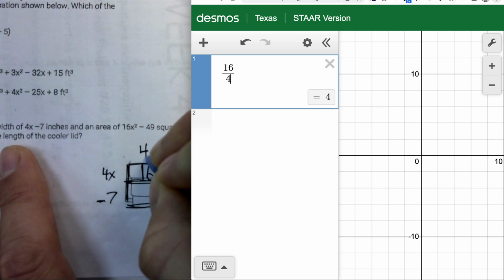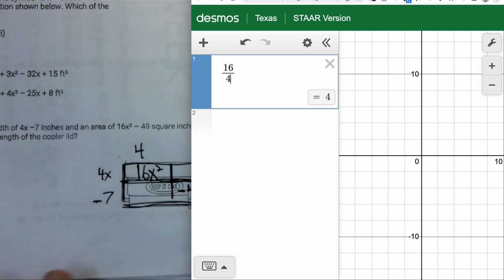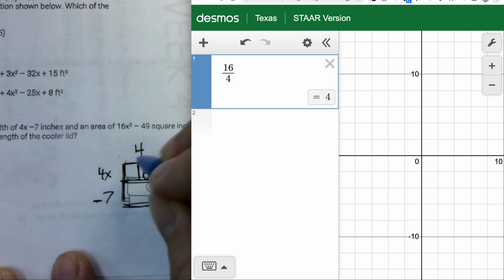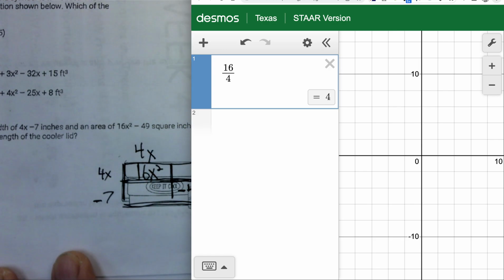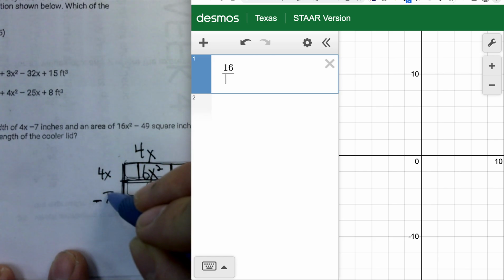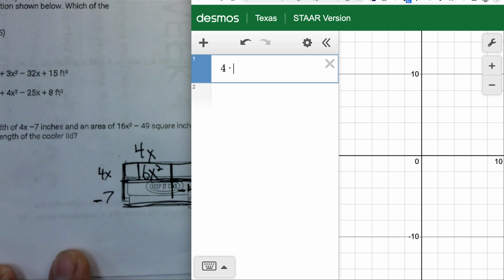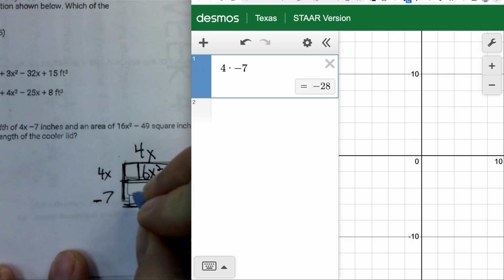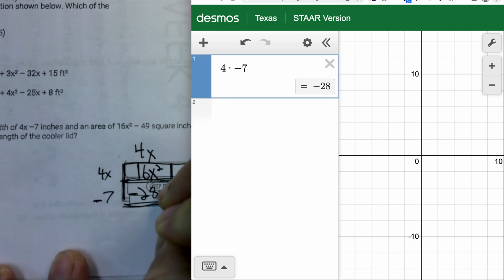And then we have to think what times x will give me x squared. Now, the calculator won't help you with that. You just have to know x times x gives you x squared. And then now I can do this multiplication. So 4 times -7 is -28x, because there's an x with that.